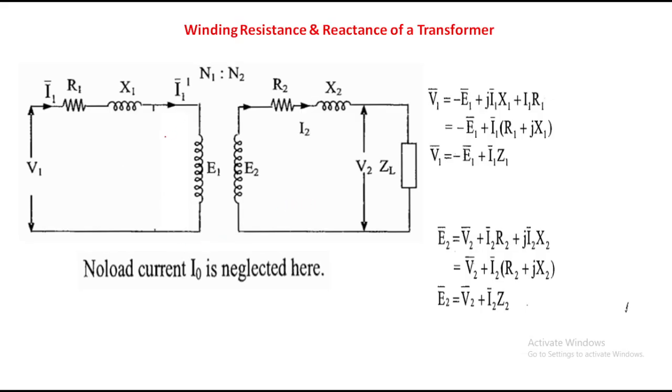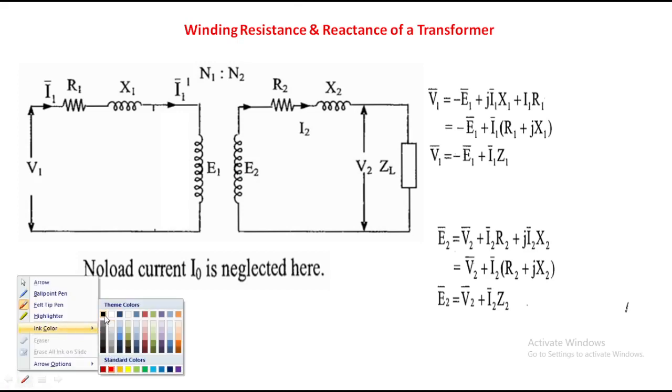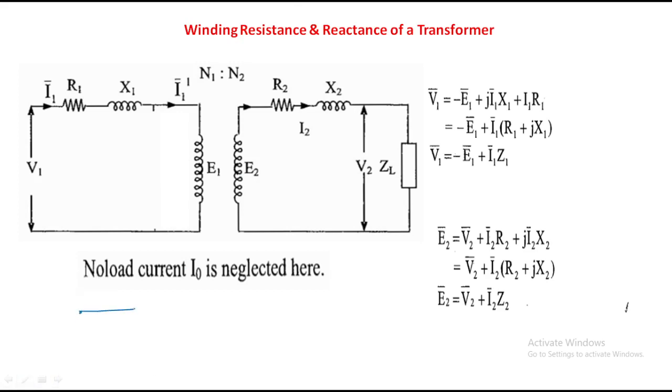Now, this is the equivalent circuit with respect to resistance and reactance. Previously, what did we have? We have this winding, coupling, and this winding, and there is a load, right? But here I naught is neglected, that's why there is no branch here. But actually, we have a branch like this. This is the supply voltage V1, right?